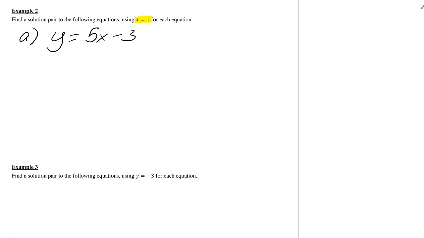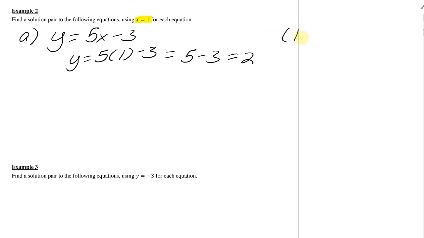So here's the equation that I'm going to use. I want to find the ordered pair that would work for this equation. I'm going to plug in x equals 1 and work this out all the way. So this becomes 5 times 1 minus 3. This becomes 5 minus 3, so this equals 2. So what I'd have to write as my ordered pair is: I plugged in 1 and I got out 2. So that's what I'm looking for you to do.